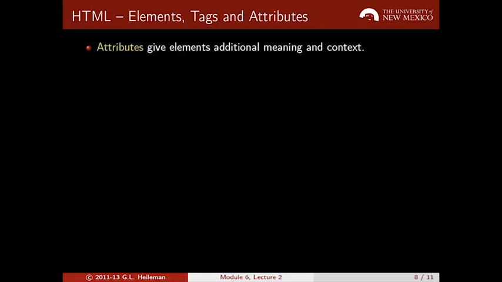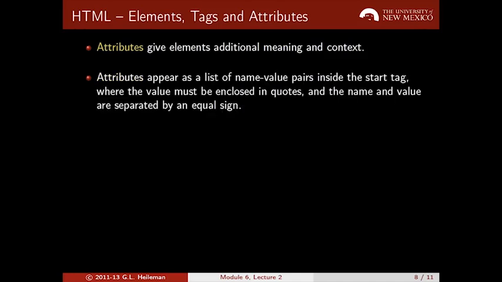Now, the attributes are very important. Again, we have the start tag that can contain attributes, an end tag, and the content in between. That makes up an HTML element. The attributes provide additional meaning, and we talked about HTML as specifying the semantics, or meaning, of a document. Here's how you specify attributes. It's just a list of name-value pairs, with the value enclosed in quotes and separated from the name by an equal sign.